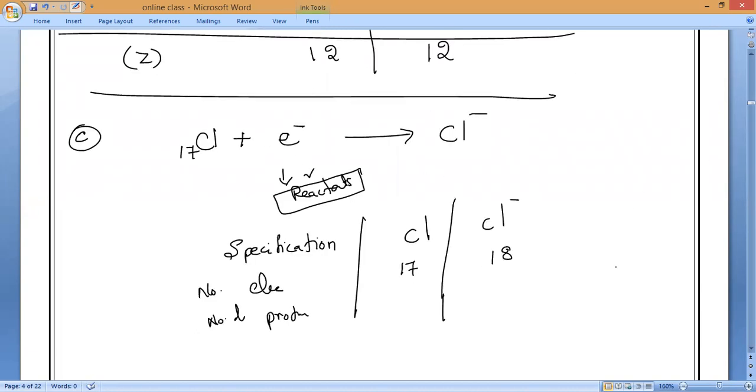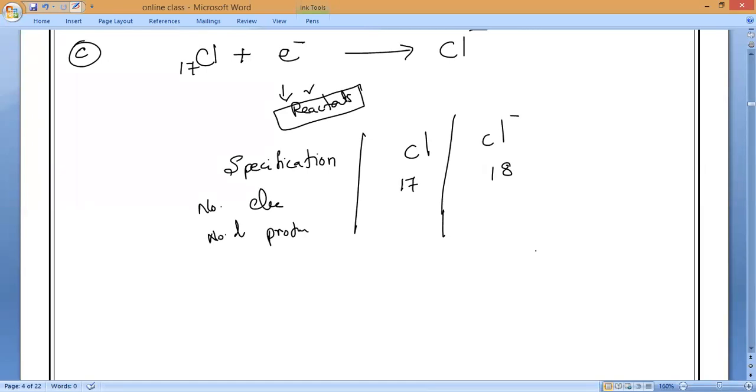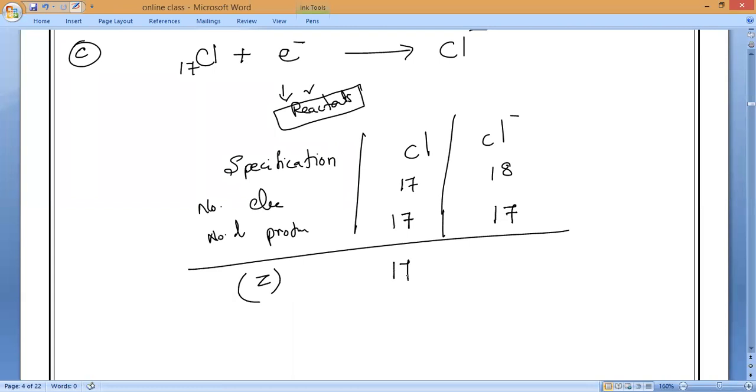It is gaining one electron. Gaining one electron, addition. So 17 plus 1, 18. Clear? Number of protons, 17. Here also number of protons, 17 only. Atomic number, 17 and 17. Clear? Who said 15? Please rectify it. Okay.